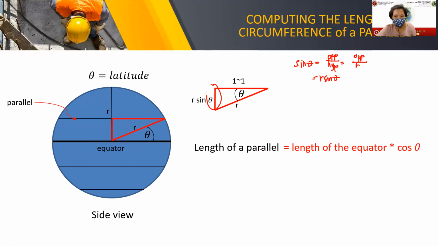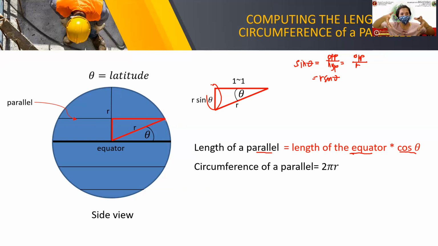Okay, if we are going to compute the length of the parallel, this is just equal to the length of the equator times the cosine of the latitude of that angle. So if we are going to compute the circumference of that parallel, since this is just a side view, it is a straight line. If we take a look at the whole sphere, that is a circle, the whole parallel.